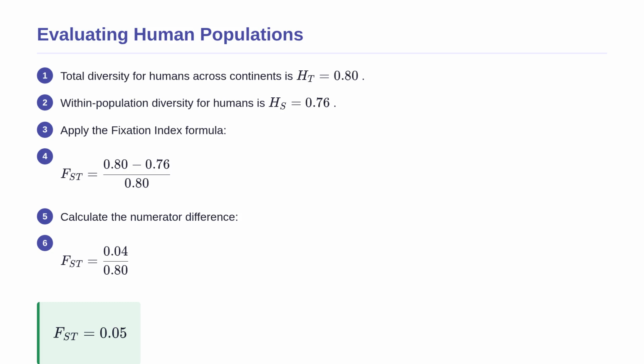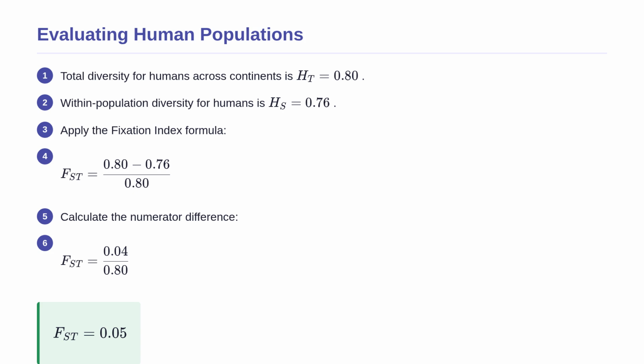Let us apply this same mathematical approach to a question closer to home: human populations. A geneticist wants to evaluate human population structures across different continents. We are given a high total diversity, HT, of 0.80 and a within population diversity, HS, of 0.76. We want to find the fixation index. We plug these numbers into our formula.